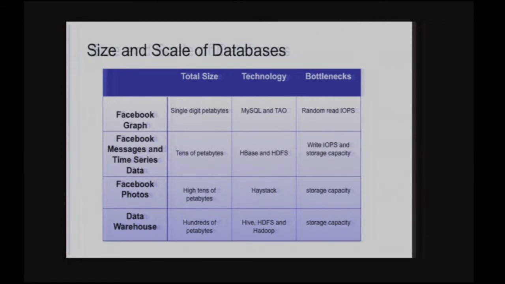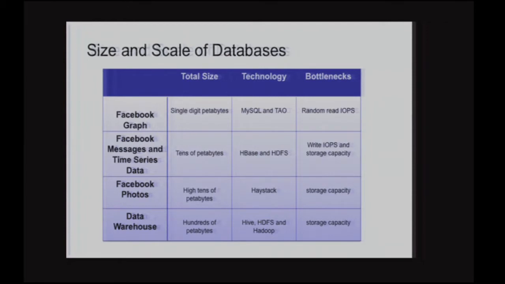So, Facebook messages and time series data. This is sensory data. This is very write heavy. There's a lot of data coming in, very few reads. And the size of the data is very big compared to our MySQL database. It's mostly bottlenecked on storage capacity, not on read IOPS or anything like that. So we need bigger and bigger disks and more disks. So that is for time series and Facebook messages.